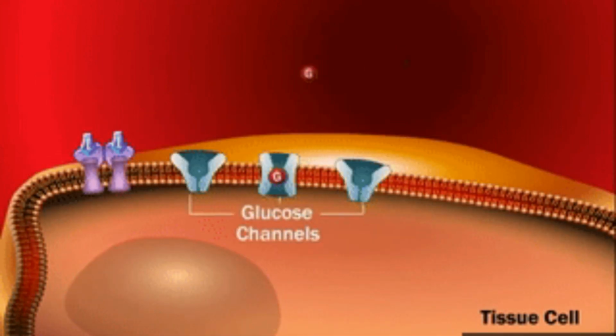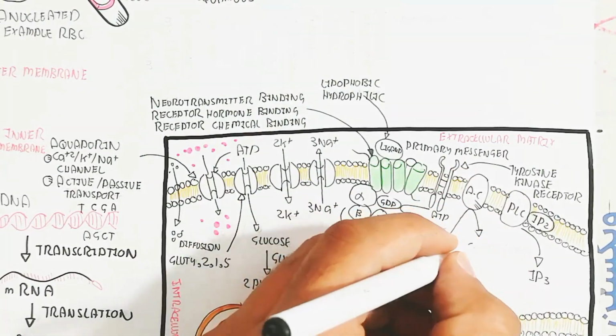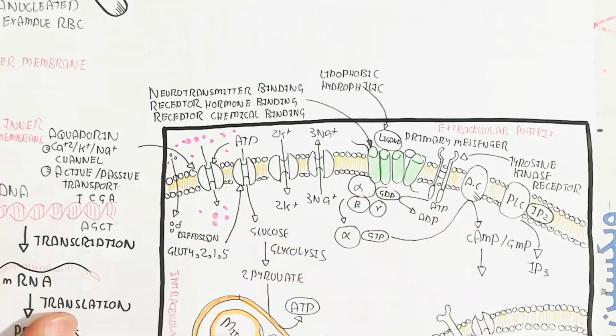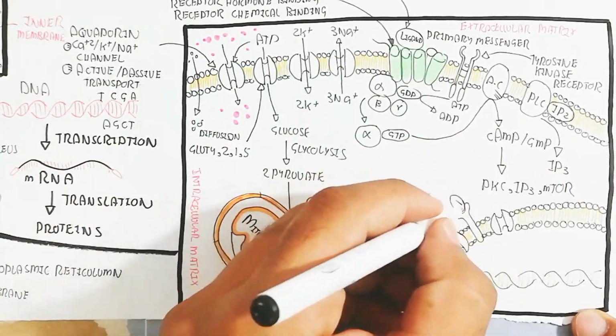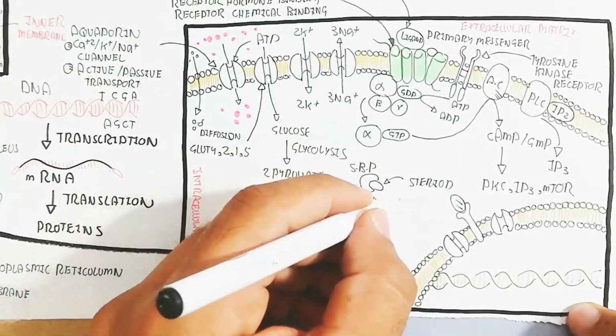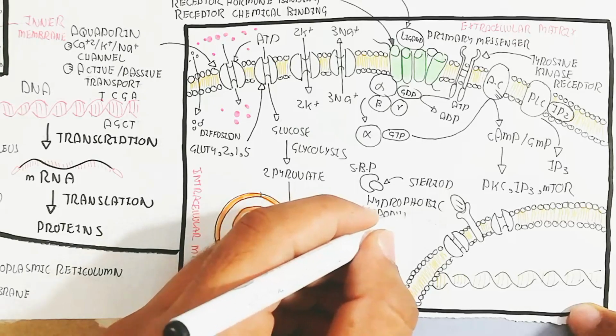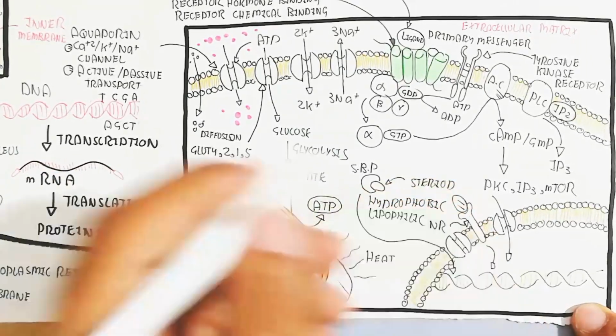And this is a tyrosine kinase receptor, like the insulin receptor, which is used for glucose channel opening. So the GLUT channel opening is through the tyrosine kinase receptor. On the other hand, the adenylate cyclase enzyme is used to produce cyclic AMP, GMP, protein kinase C, inositol 3-phosphate, and the mTOR pathway will change the physiology and change the DNA regulation.